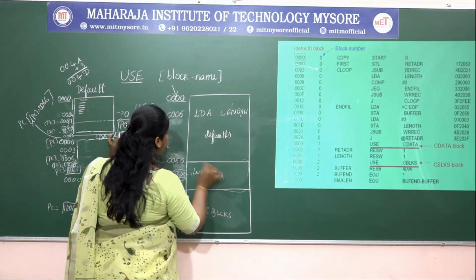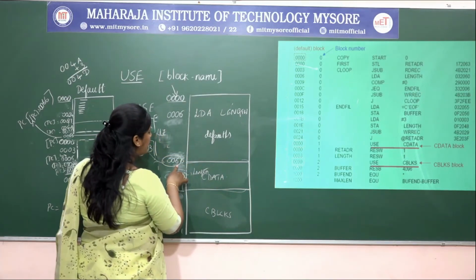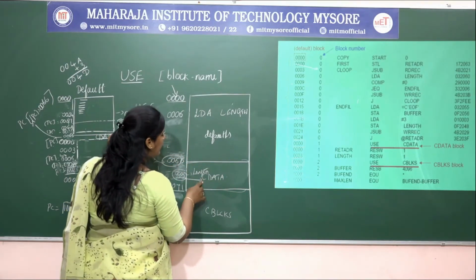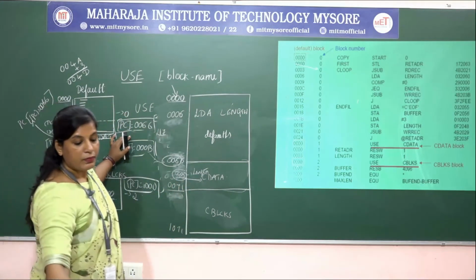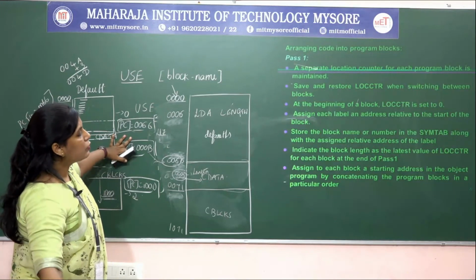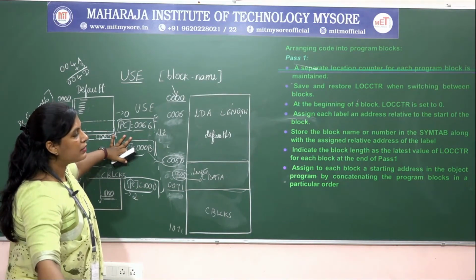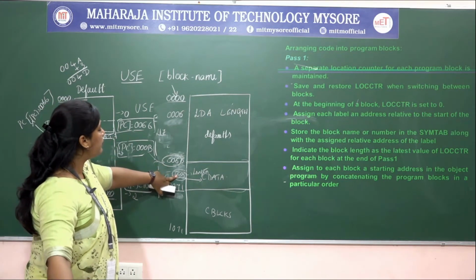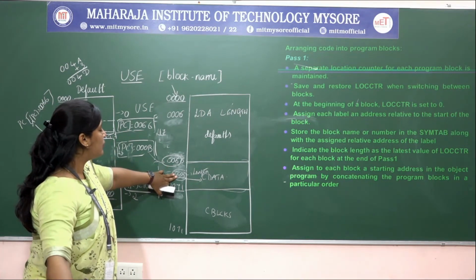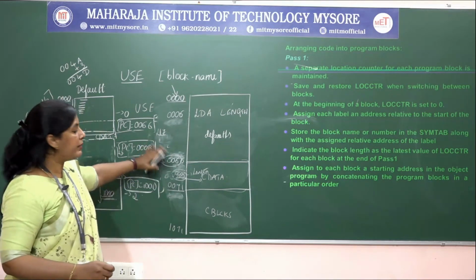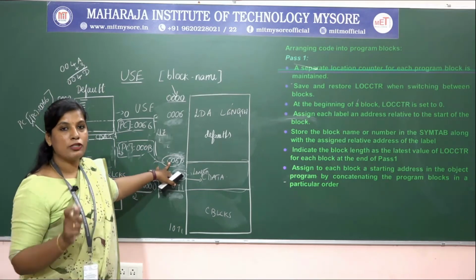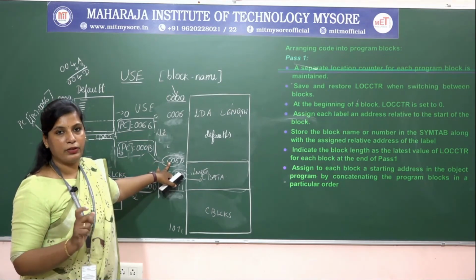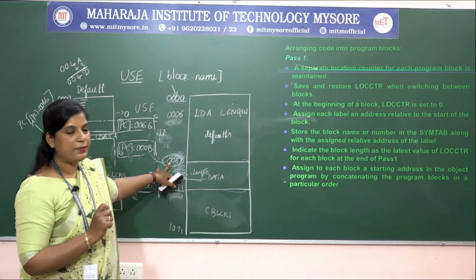What is the starting address of the CDATA? It is 0066. What is the relative address of the length in the CDATA? It is 0003. So store the block name or number in the symbol table along with the assigned relative address of that label. The relative address of the length is 0003. During pass 2, it will take this address along with the starting address of this block, and then it calculates the actual address. I'll explain that with an example.